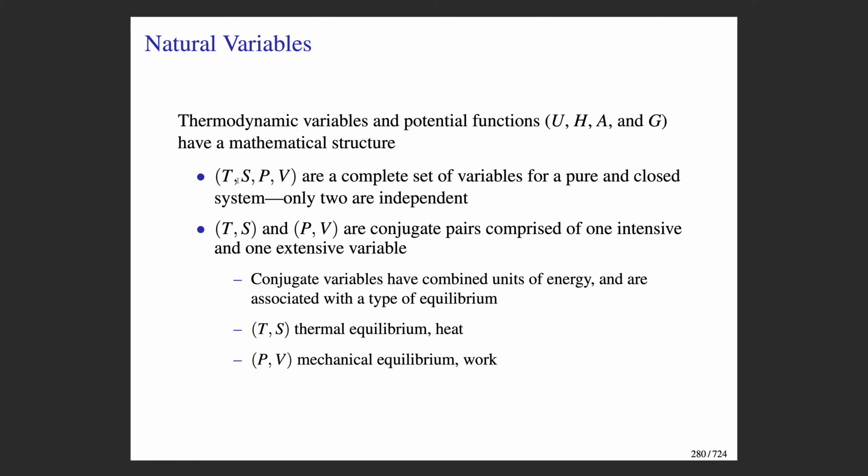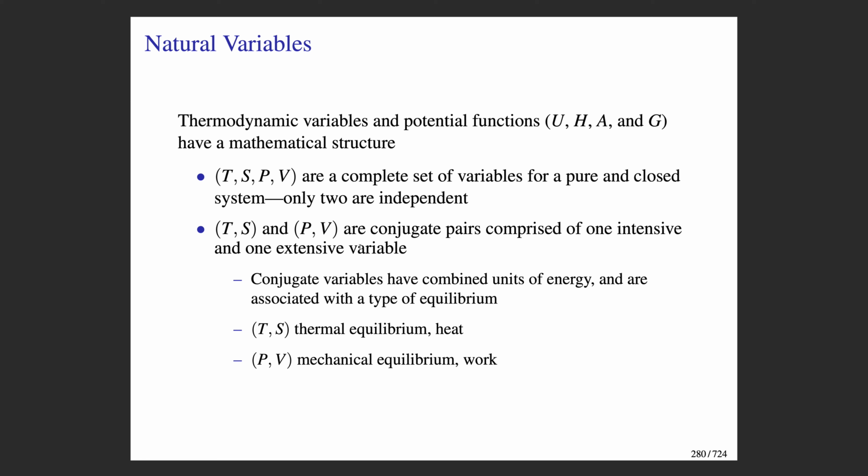Pressure and volume. So these four variables are complete in terms of describing a pure closed system, that is where the number of moles of substance is fixed. And under that condition, only two of the variables are independent. And so we identify what are called conjugate pairs of variables. So temperature and entropy form one conjugate pair, and pressure and volume form another conjugate pair. And I'll draw your attention to the fact that within each pair, there is one intensive variable, temperature over here, and pressure over there, and one extensive variable. Entropy is extensive, and volume is extensive.